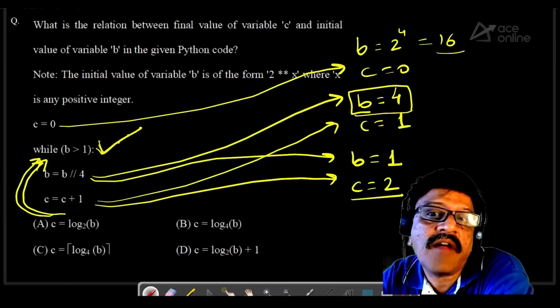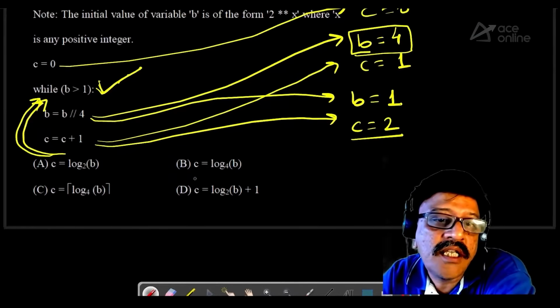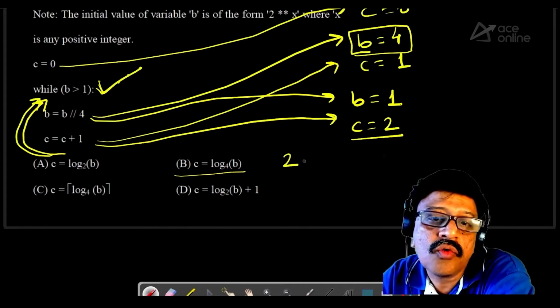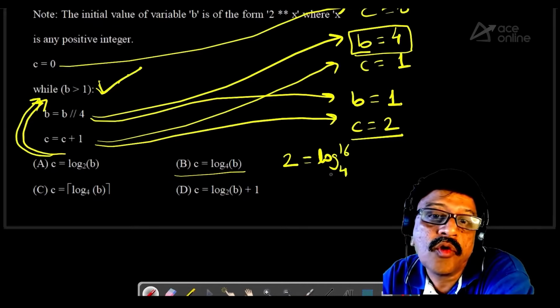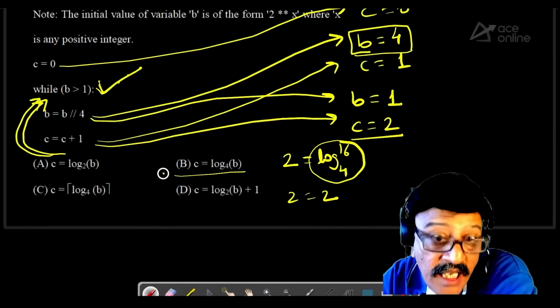And what was the original value of B? 16. So, is this option sounding to be correct? C, that is 2, equal to log of 16 to the base 4. You know log of 16 to the base 4, 4 square is 16, isn't it? So 2 is this value, correct? So 2 is equal to 2. So option B seems to be correct.